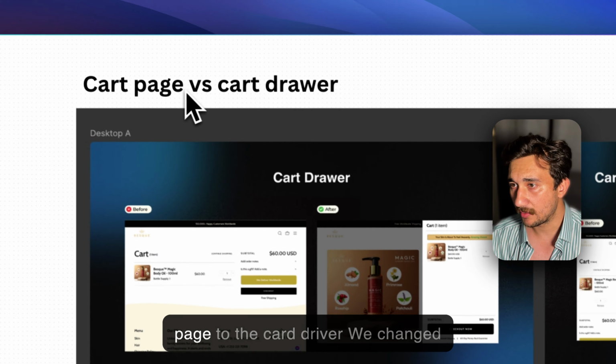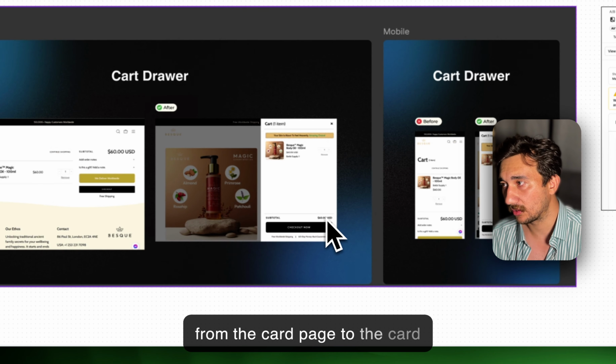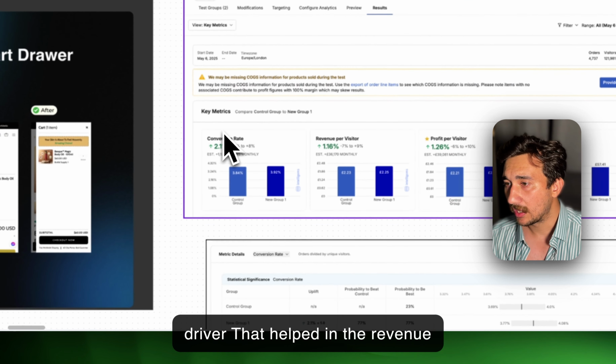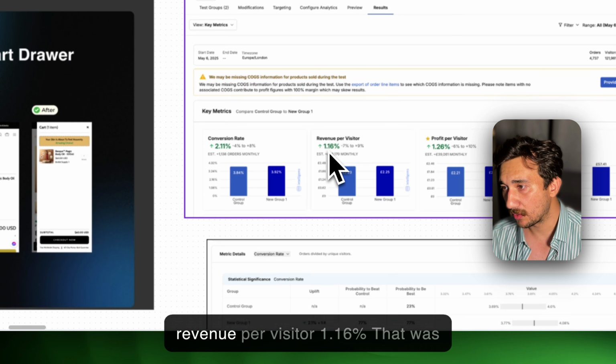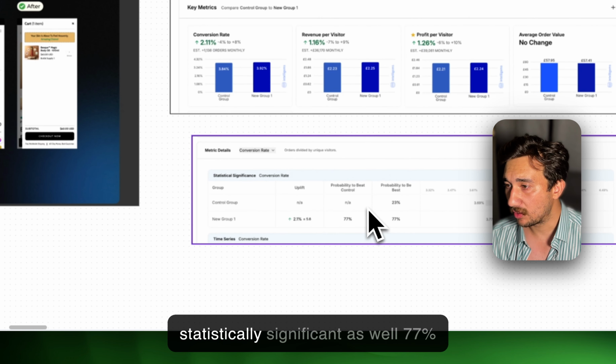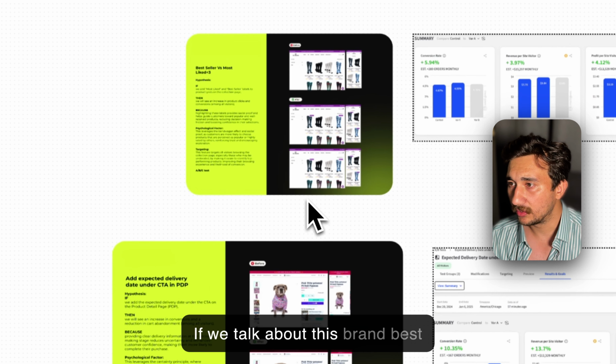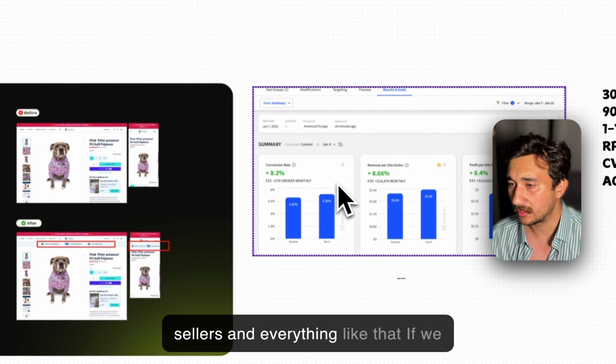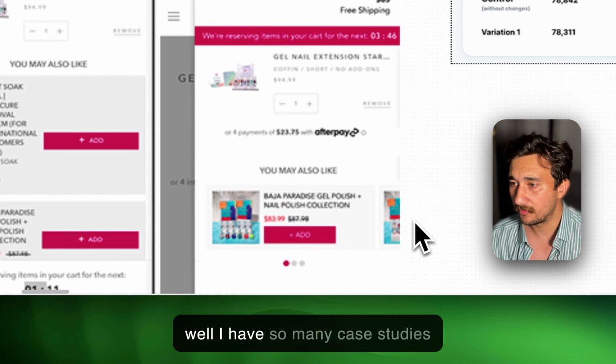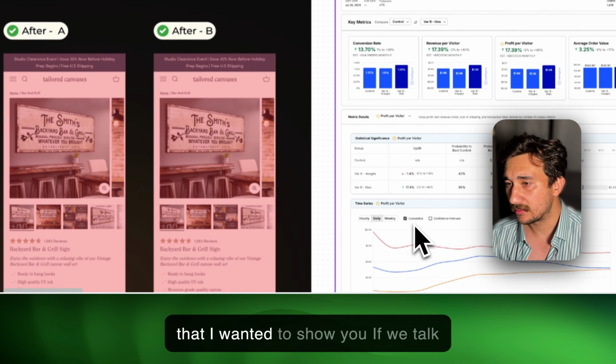If we talk about the cart, we changed from the cart page to the cart drawer. That helped the conversion rate by 2.18% and revenue per visitor by 1.16%. That was statistically significant as well, 77%. If we talk about this brand's bestsellers and these case studies, I have so many case studies that I wanted to show you.